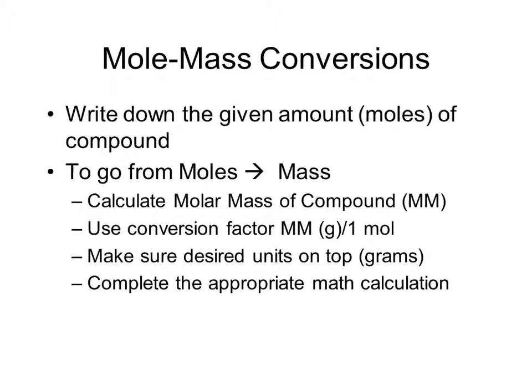The process is the same, it's just that we have to change the conversion factor. So again, what we're going to do is write down the given amount in moles. We need to understand or calculate or look up the molar mass of the compound that we need. Now we're going to use the conversion factor of molar mass in grams over 1 mole, right? We have to make sure that when we set up our conversion that our units on the top are in grams, and we complete the appropriate math calculation and then do the conversion.